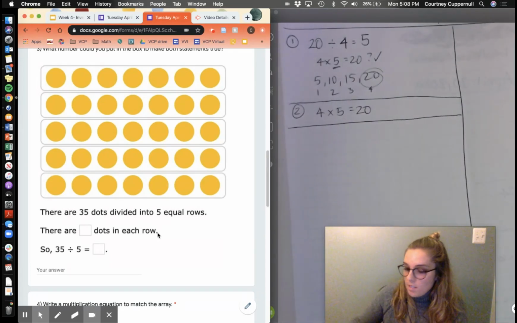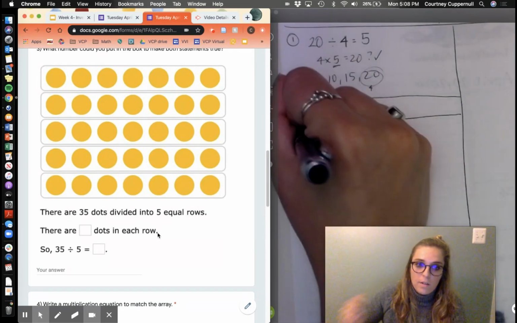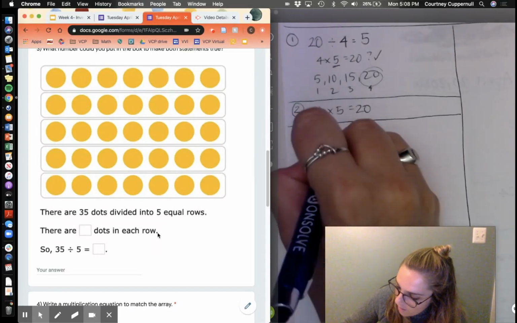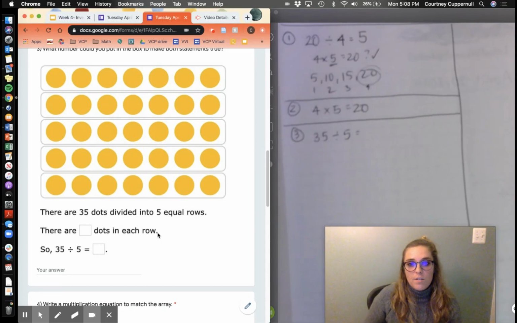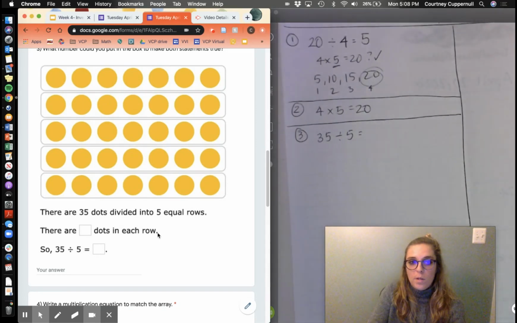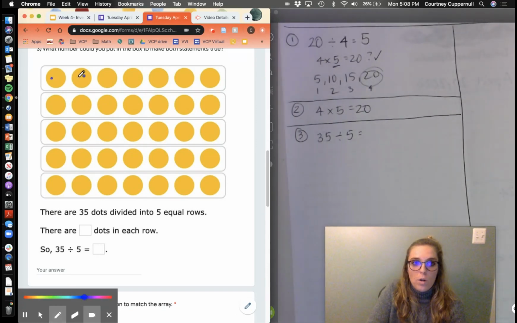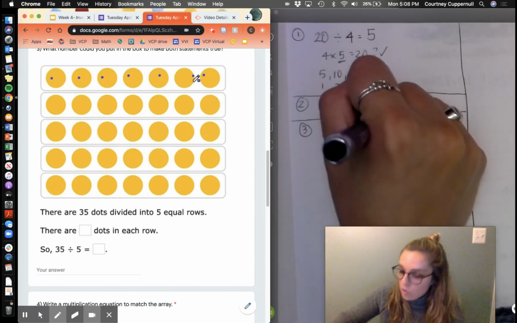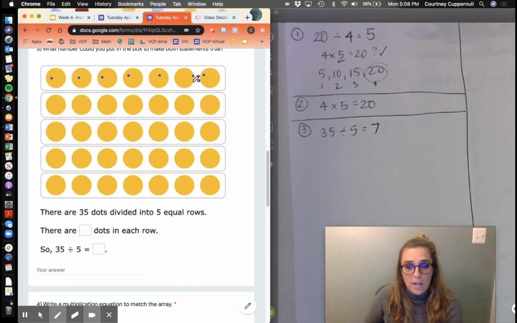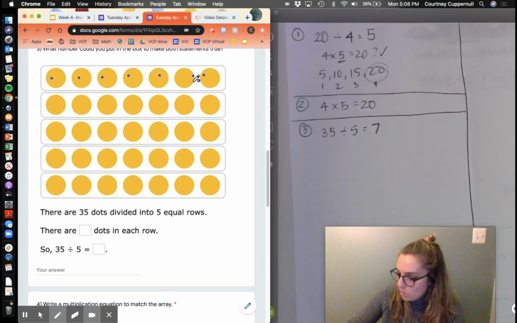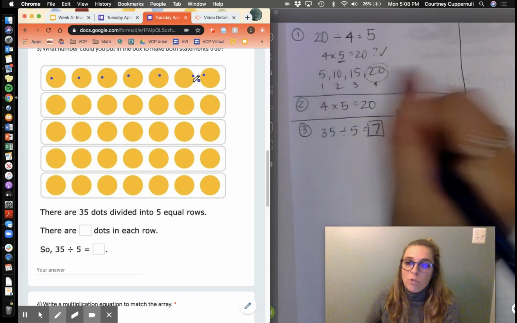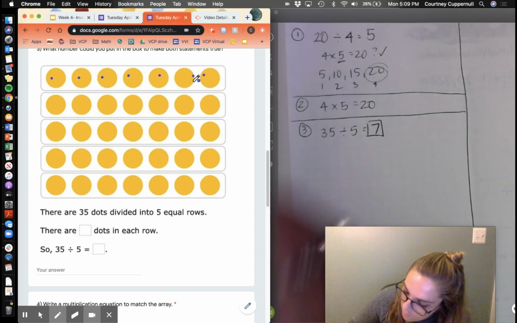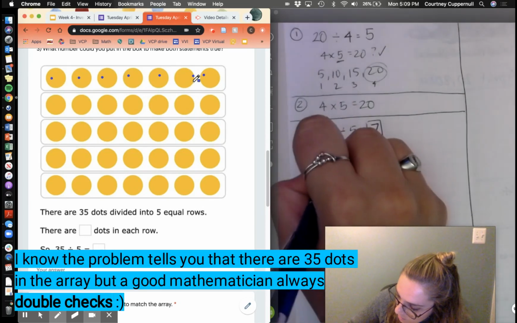So there are how many dots in each row? If we have this is 35 dots divided into 5 rows. 35 divided into 5 groups. We want to know how many in each group. I hope you counted 1, 2, 3, 4, 5, 6, 7, and that there are 7 in each group. I hope that with any extra time, you knew then that this was our answer and that you checked your work maybe by using our multiplication strategy. So did you double check that 5 groups of 7 equals 35?